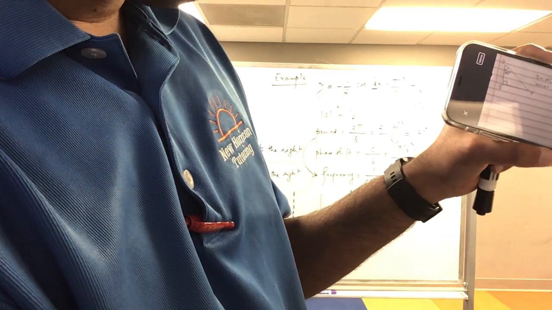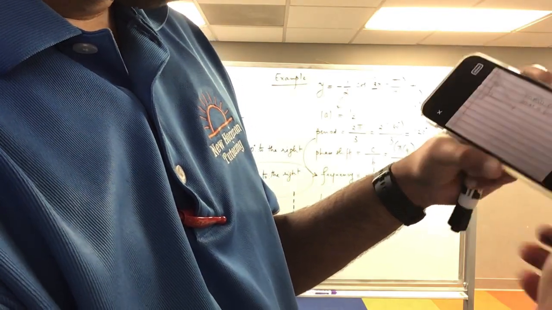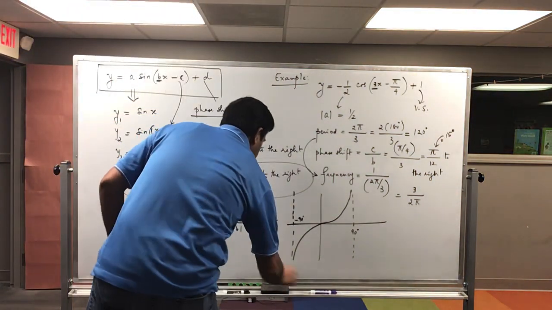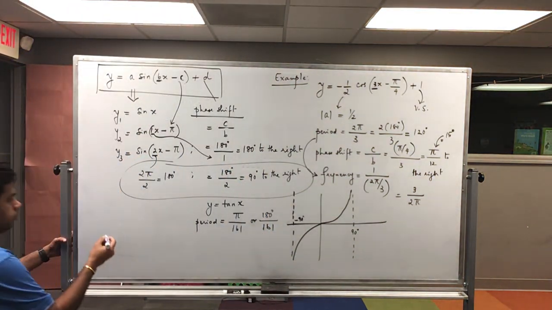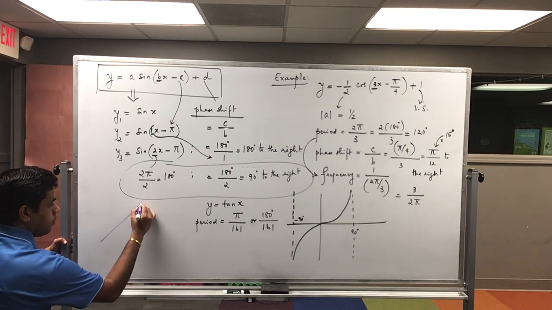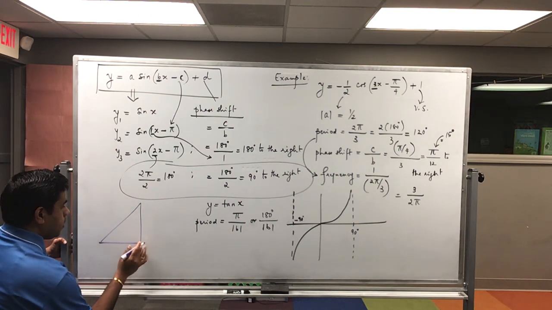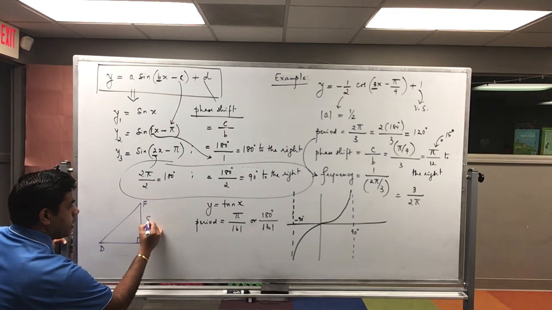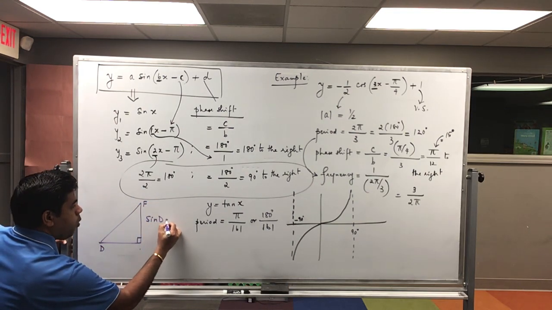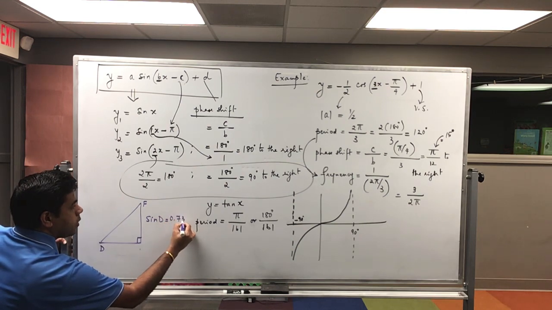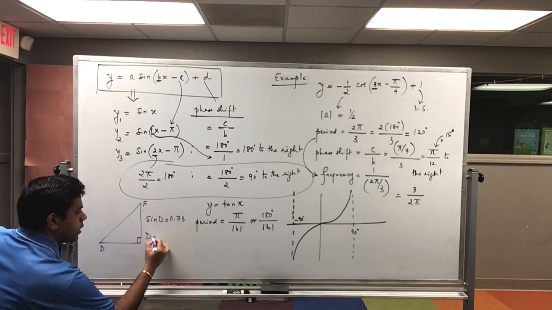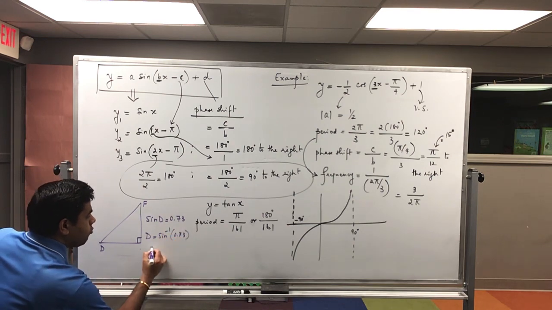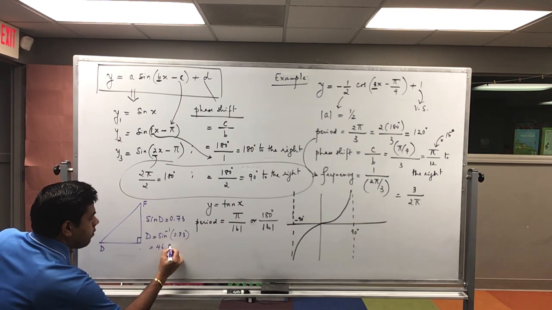I did arc sine of 0.73 and then took that. Let me show you this. Can you see here? Yes. So this is angle D, this is angle F. Sine D is 0.73, so D is equal to sine inverse of 0.73, which comes out to 46.88, whatever.